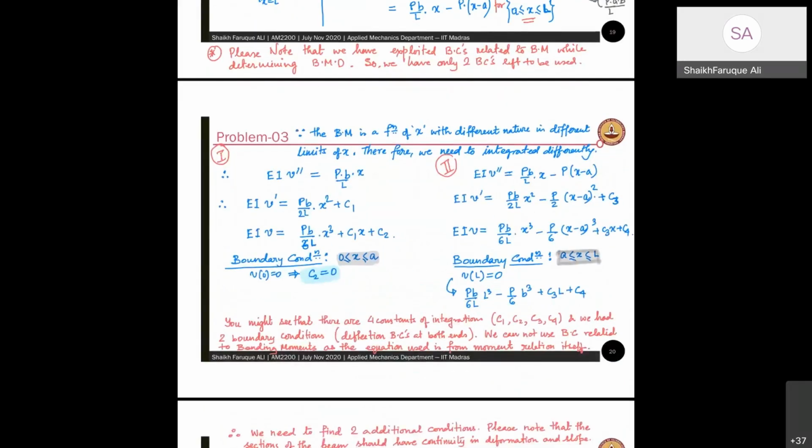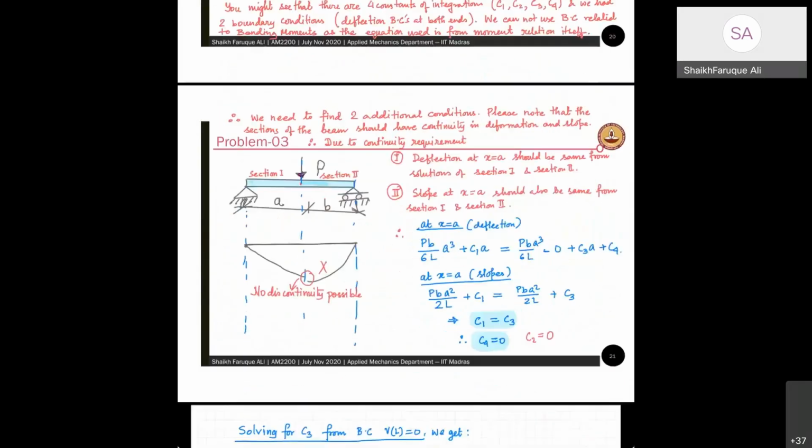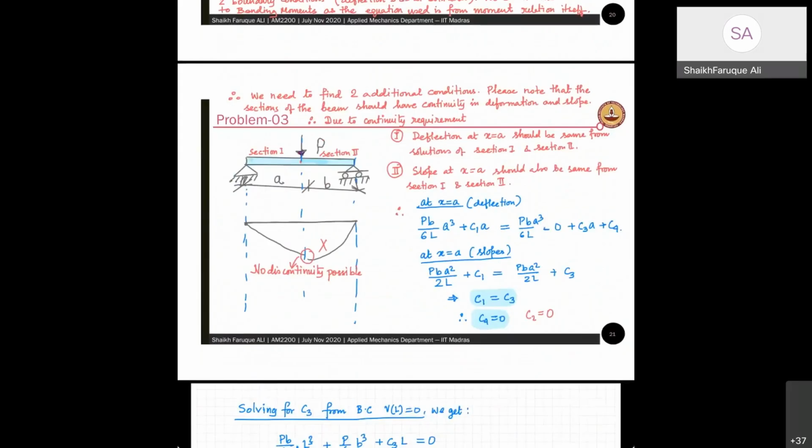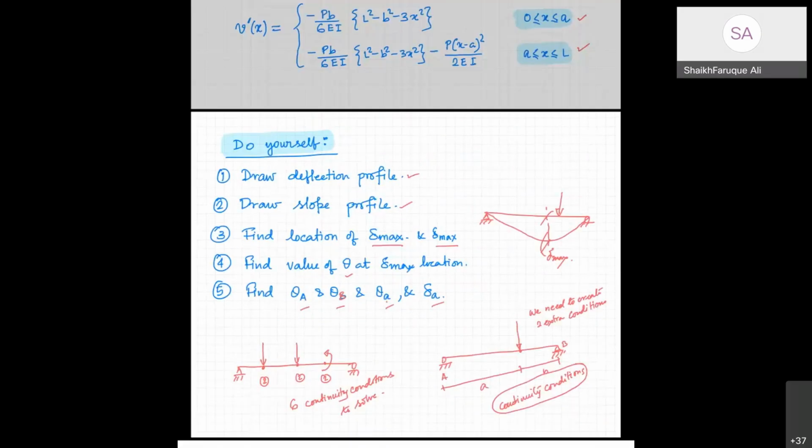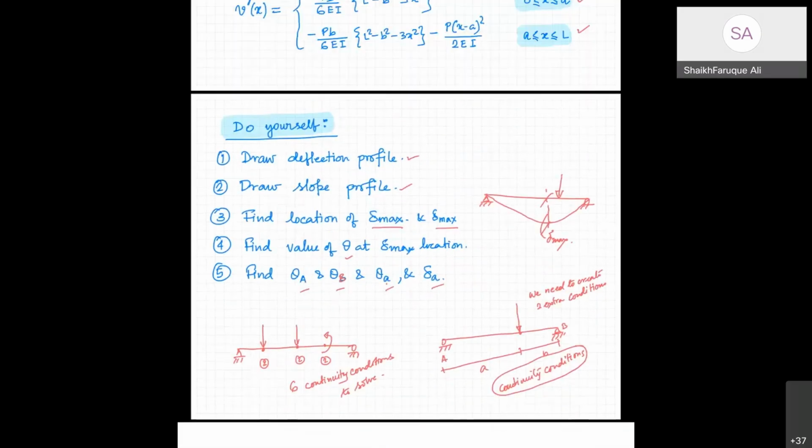Okay, I have solved the problem here. You can go through the problem. It is solved, and it also says what happens when you have the load at center. That has also been said here. So please go through this, and always draw the deflection diagram, the slope profile, and find the location of delta max, as well as theta max if you need to find theta max.